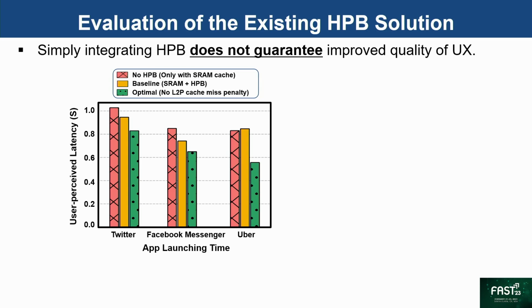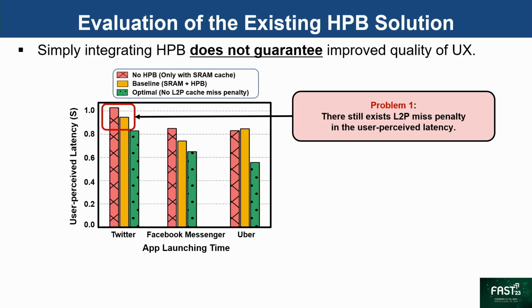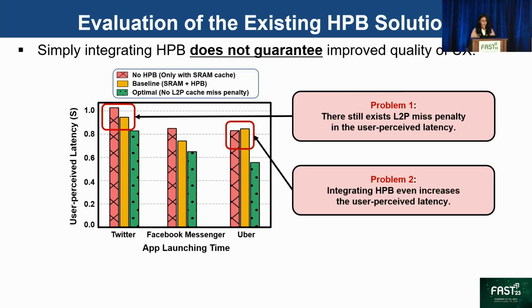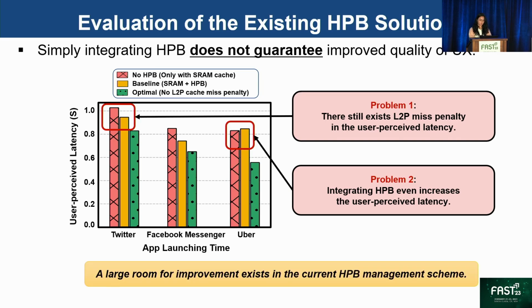From this result, we make 2 observations. First, even though the HPB-integrated system borrows a relatively large amount of memory that can cache about 25% of the entire L2P mapping table, it shows only a marginal improvement compared to the no-HPB system. Secondly, the HPB-integrated system even degrades performance in some cases when compared to the no-HPB system. With these results, we confirm that there exists a large room for improvement in the current HPB management scheme.